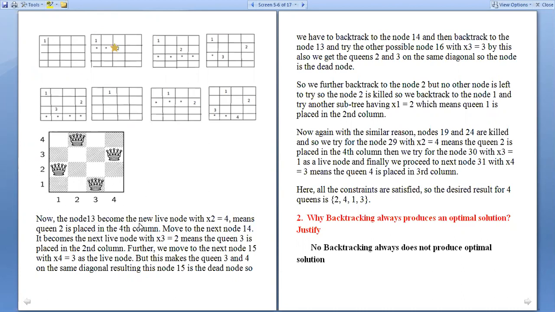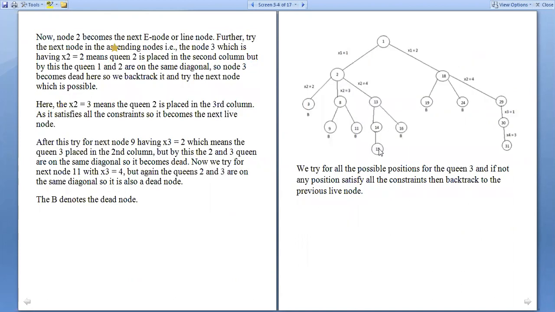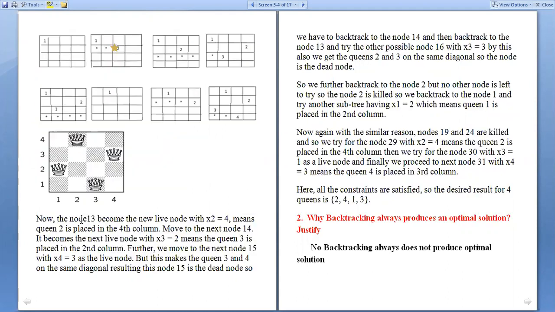Now the node 13 becomes the new live node with x equal to 4. Means queen 2 is placed in the fourth column. Now we are placing the queen 2 in the fourth column. Move to the next node 14. It becomes the next live node with x2 equal to 2. With x2 equal to 2 in the node 14, means the queen 3 is placed in the second column.